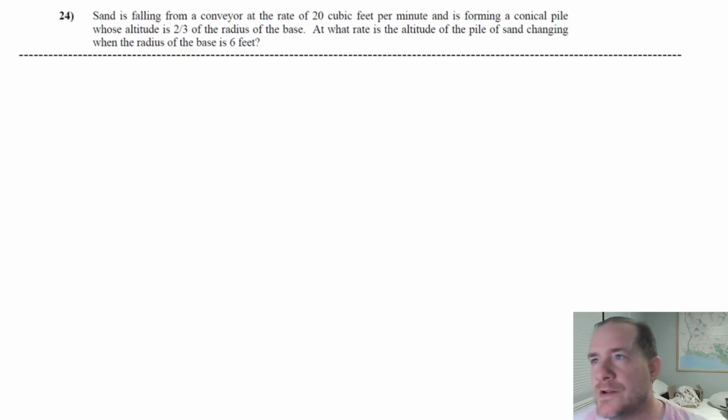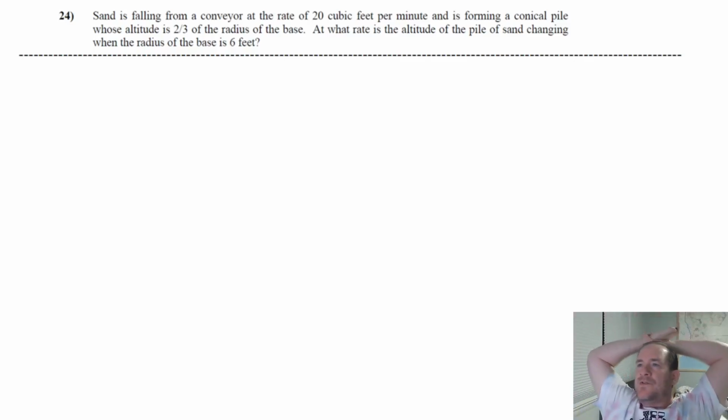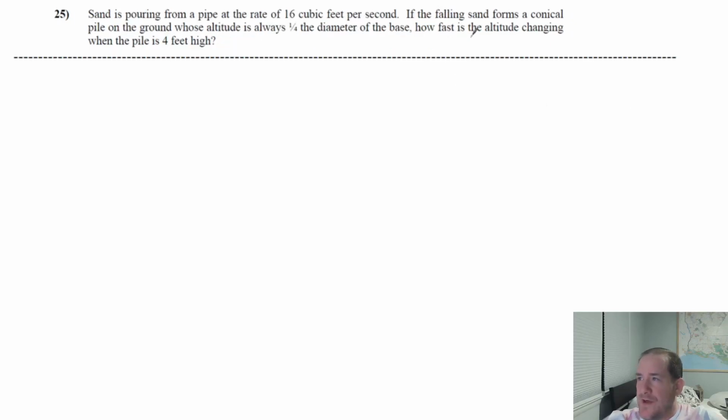All right. Looking at this problem, I just don't think I'm doing it. Because it's asking for the height again. There's nothing different here. I'm not doing it. If you guys want an answer, you better ask for me to do it in class. 25, are you better? It says, how fast is the altitude changing? So, no, this one's not better. I'm not doing it. It's a little different because it says the altitude is always 1/4 of the diameter. So I'll be happy to walk you through that part, I guess.